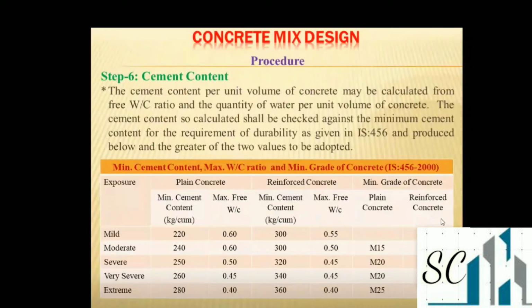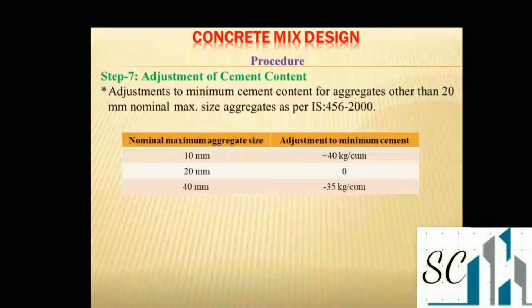Step 6 is to find the cement content. Cement content can be calculated from the water cement ratio and the water content that we have already found. This cement content that we calculated should be checked against the minimum cement content for the requirement of durability as per IS 456. The two values are compared, and the greater of these two values needs to be adopted.